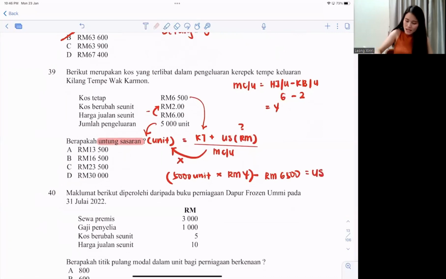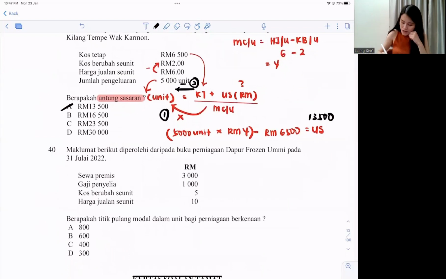You know why? Because after they move the margin caruman per unit, that's the first thing you do. Okay, after you move already, then cost tetap can move over as the second step, but to minus. Then your untung sasaran is on one side. Okay, now 5,000 times 4 minus 6,500, our untung sasaran is 13,500.